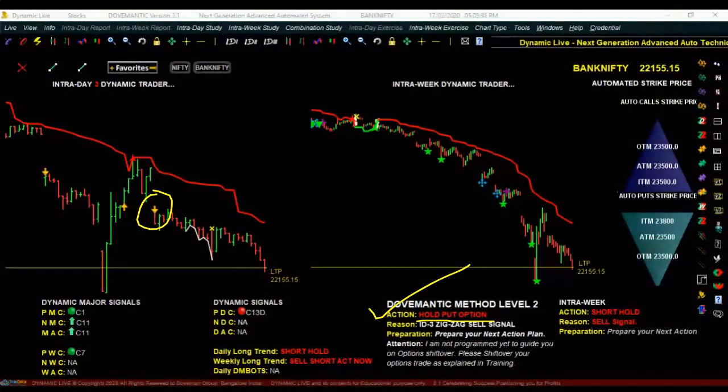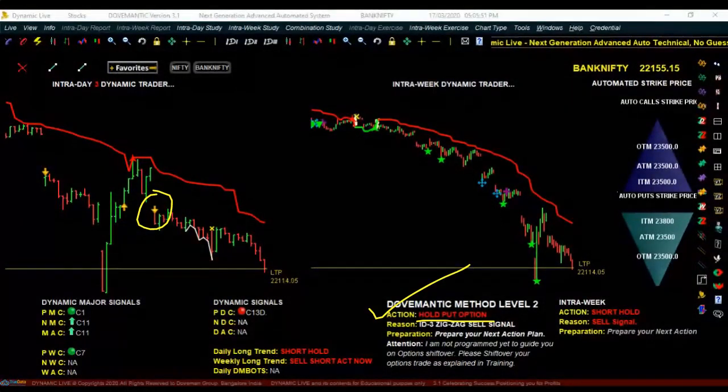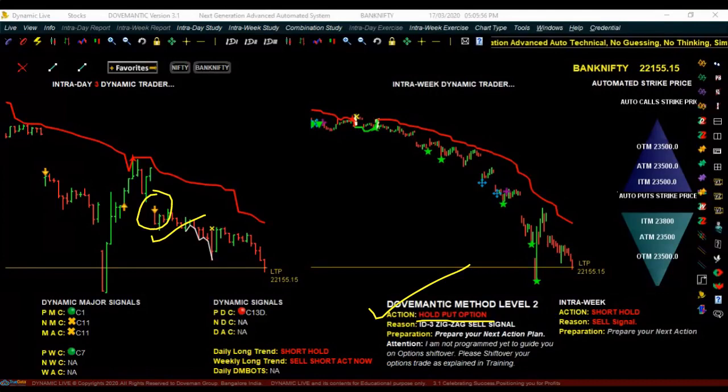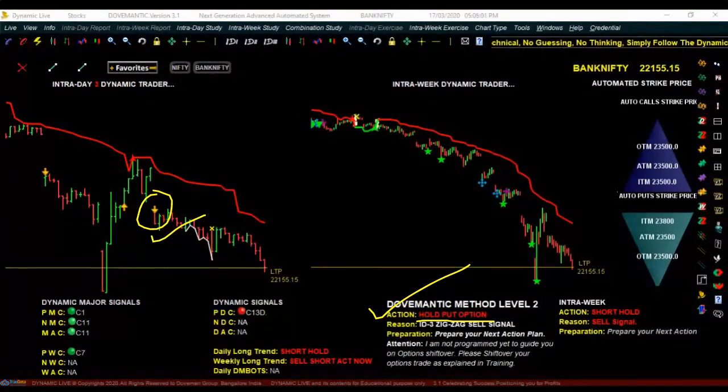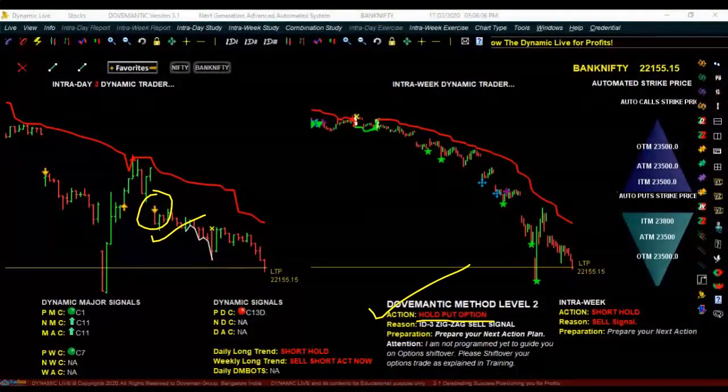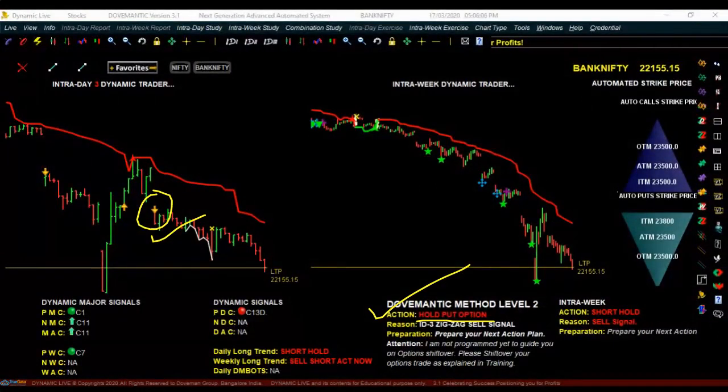This was somewhere close to 23,560. That is when it told us to buy a put option. From there, the price has come down to 22,155, literally close to 1,400 points profit. Now, 1,400 points profit in a script like Bank Nifty is not an everyday profit that anyone can achieve.